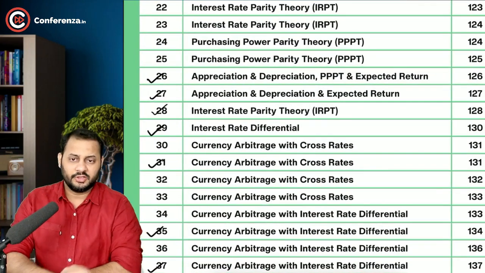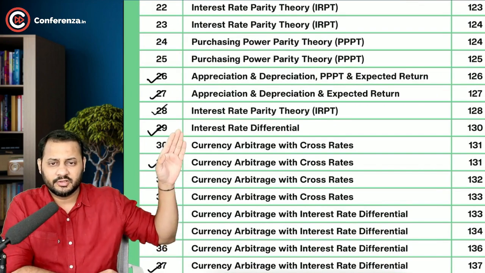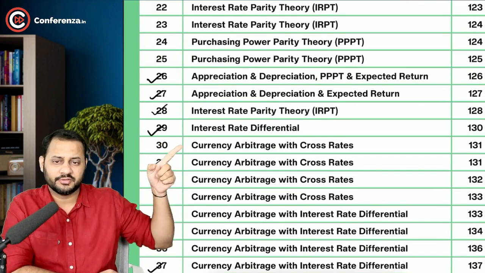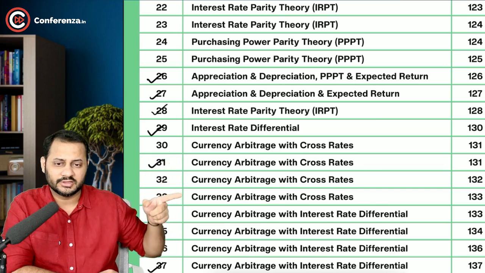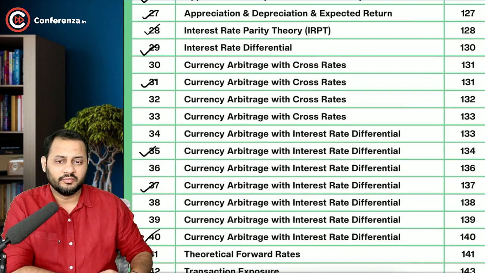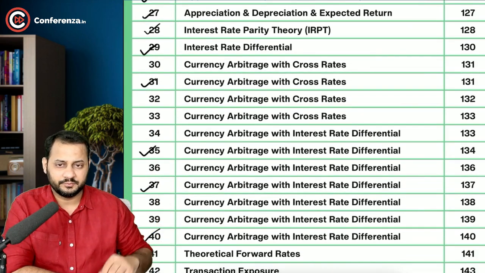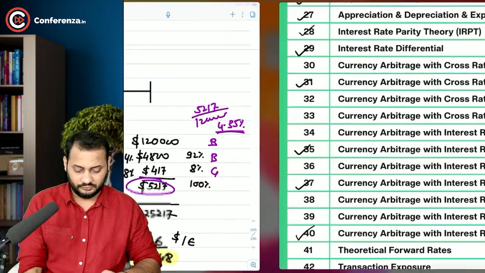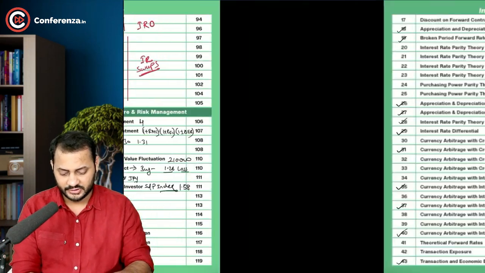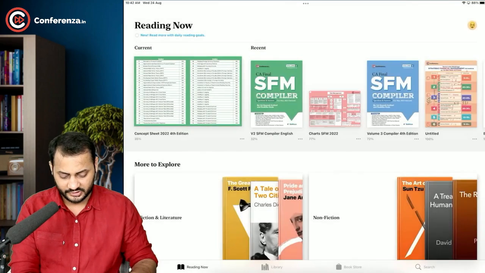Yeah. So till question number 29, it was all about the interest rate differential, IRPT, appreciation, depreciation. From this point onwards, we are starting with currency arbitrage, and we'll go with currency arbitrage till this point. Good. So a lot of questions on currency arbitrage. You need to understand it carefully.